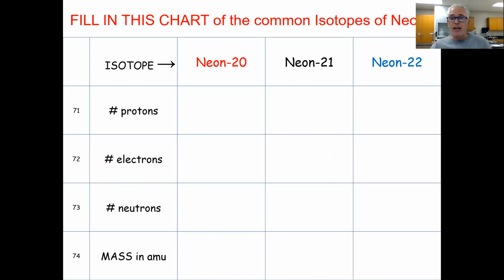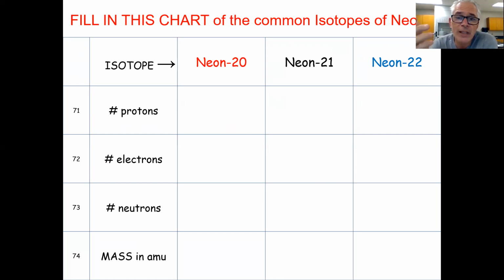Neon has three main isotopes. We call it neon 20. And if you look at the periodic table, neon has an atomic mass of 20.180. We round that to 20, but it's actually a little higher, right? Why would it be higher? Well, maybe some of the isotopes have a little bit of a higher mass, and they do.